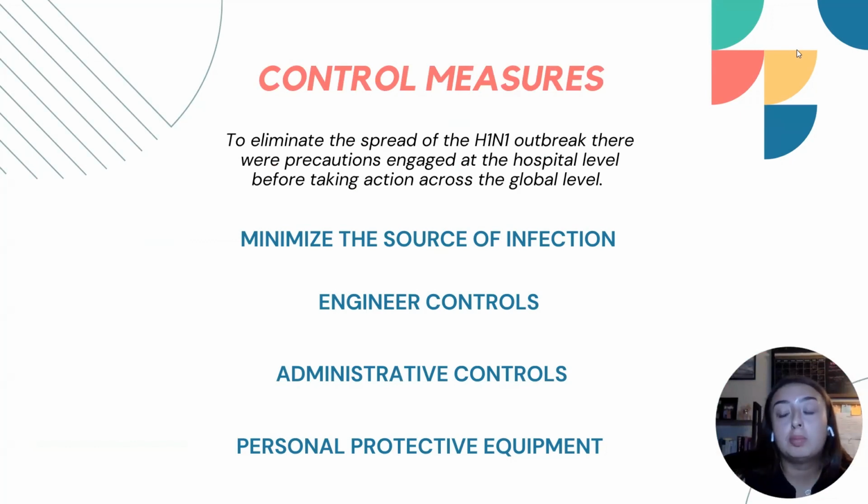And lastly, personal protective equipment. This is also referred to as PPE within a hospital or a medical setting. This would include wearing the appropriate gloves, masks, gowns, respirators, or eye protection. So again, these are the control measures that were implemented at a hospital level, but I believe truly impacted how things were handled at a global level.